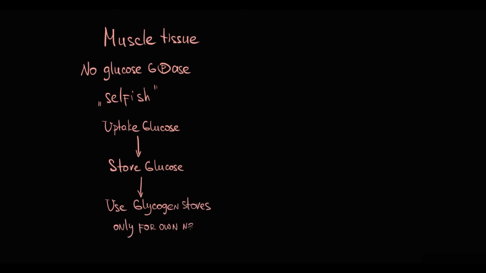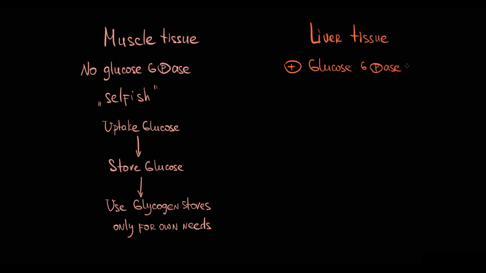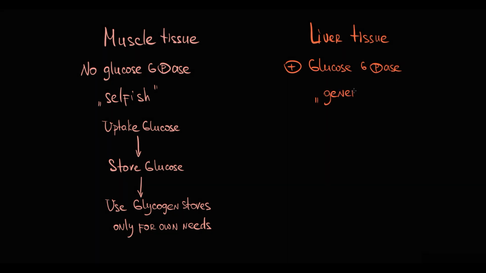Muscle tissue does not have glucose 6-phosphatase. So we can imagine muscle tissue as a selfish tissue. Muscle tissue takes up glucose from the blood and stores these glucose molecules in the form of glycogen, but muscle tissue can use these glycogen stores just for its own needs. In contrast to muscle tissue, liver tissue has glucose 6-phosphatase. And this enzyme permits liver tissue to share glucose molecules with other tissues. So the liver is a generous tissue.